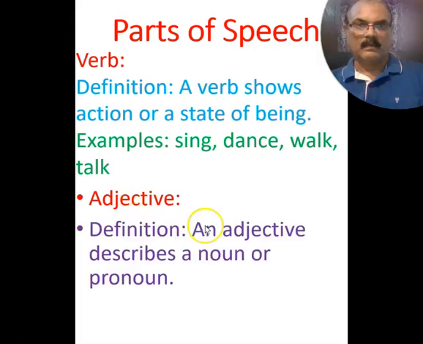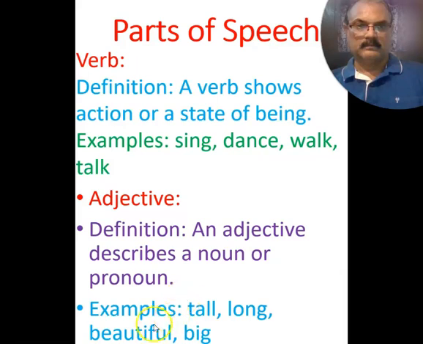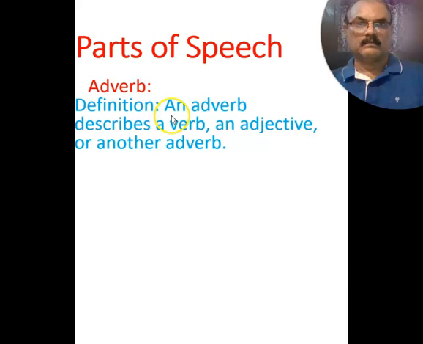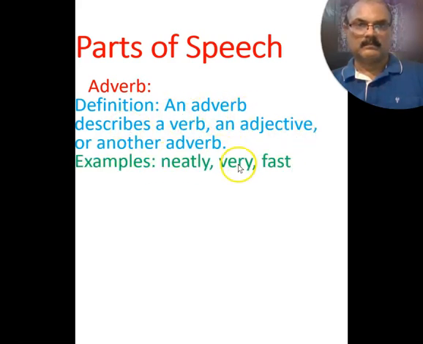Adjective. Definition. An adjective describes a noun or pronoun. Examples: tall, long, beautiful, big. Adverb. Definition. An adverb describes a verb, an adjective, or another adverb. Examples: neatly, very fast. Preposition.